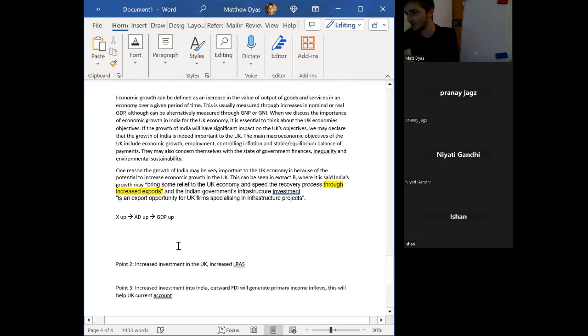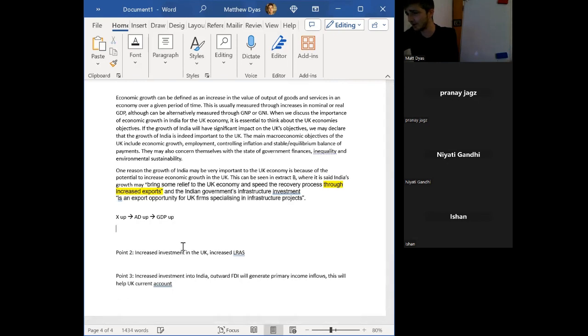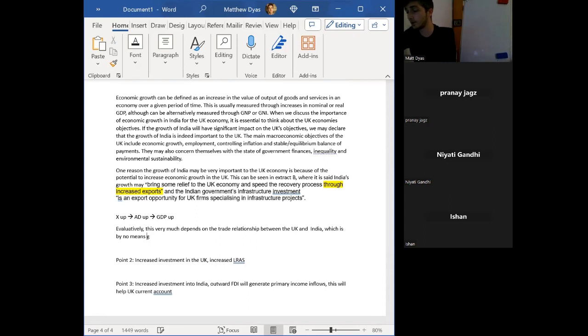So, okay, evaluatively, this very much depends on the trade relationship between the UK and India, which is by no means guaranteed to be free and welcoming, as described.